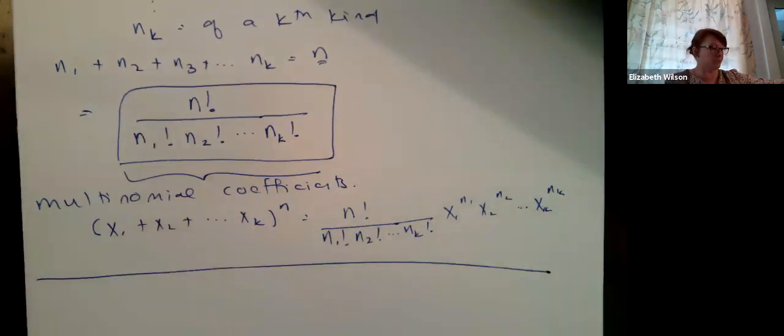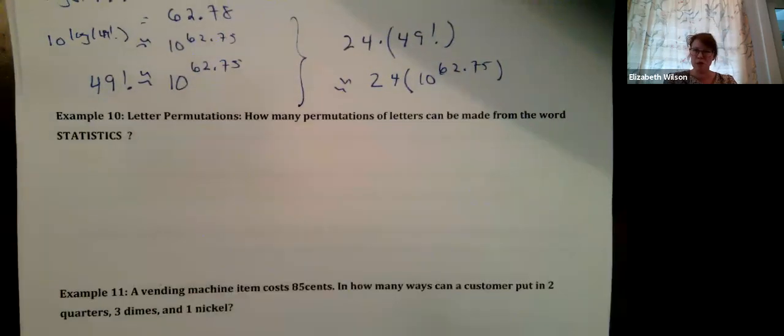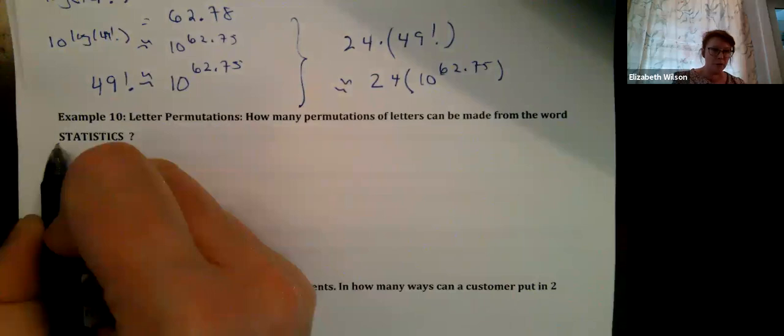So let's start applying this. I'm going to pull out my example page again. Example 10 says we're going to do letter permutations. I think you have a homework problem like this too. How many permutations of the letters can be made from the word statistics? This is a good one because look at all the repeated letters that we have.